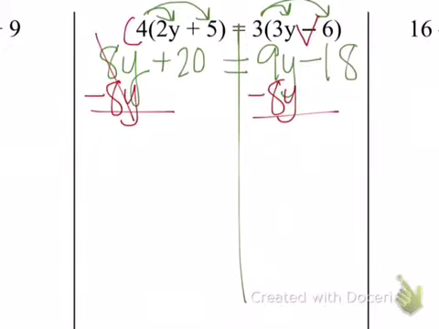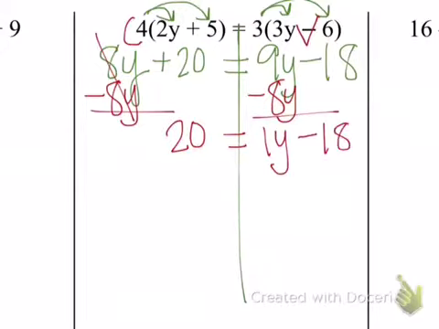8y minus 8y cancels. I bring down positive 20. Equal sign on the line. 9y minus 8y is just 1y. And I bring down my minus 18. Third step. Sorry, this would be the fourth step actually.